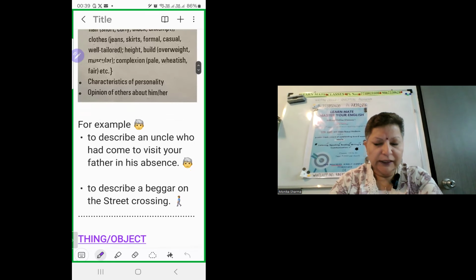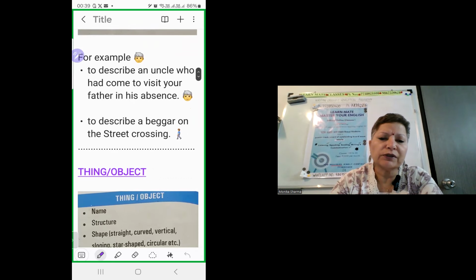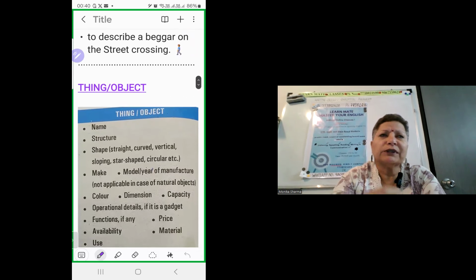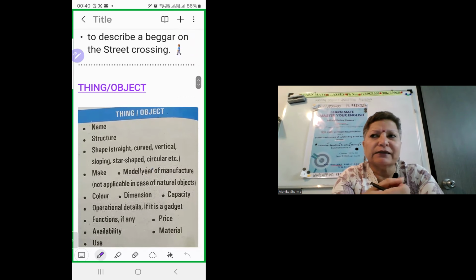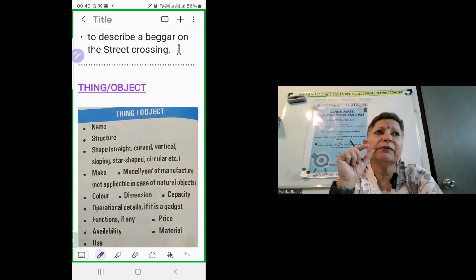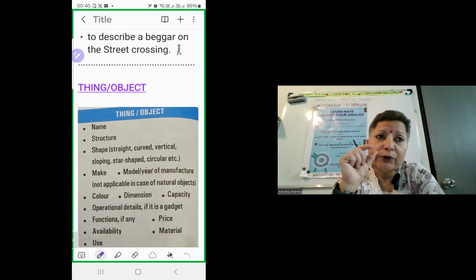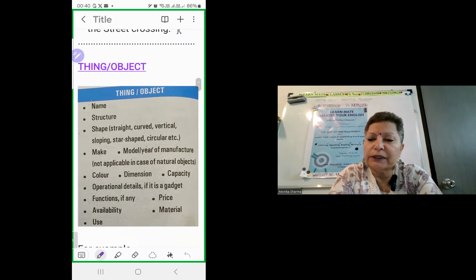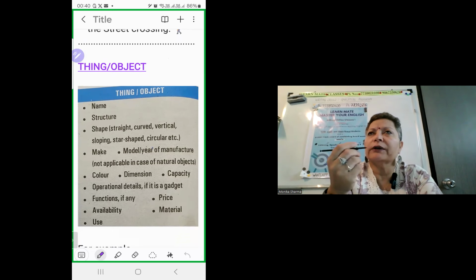Coming next to the other thing which you may be asked to describe is a thing or an object. A thing or an object can include something like a pair of spectacles, it can be a pen, it can be a water bottle, anything. Even in a previous year's paper, they've been asked to describe a coin, a 1 rupee coin. So anything can be asked. So here again, let's see what are the things that should come into your particular paragraph. The name, the structure. When I say structure, what is it made of? How does it look? Whether it's long, short.